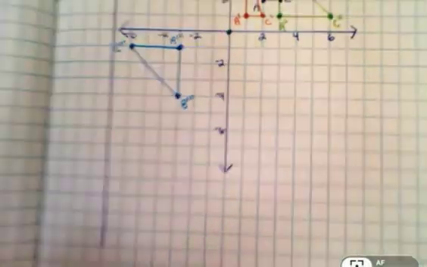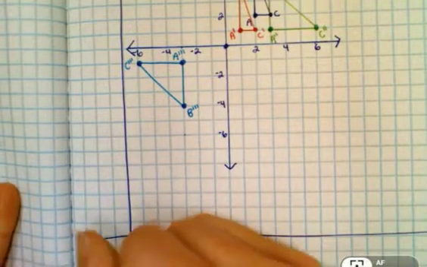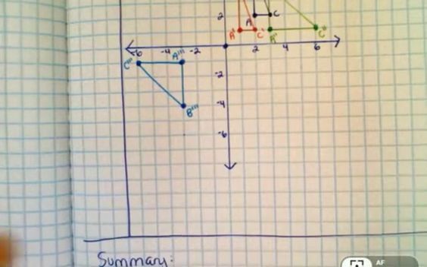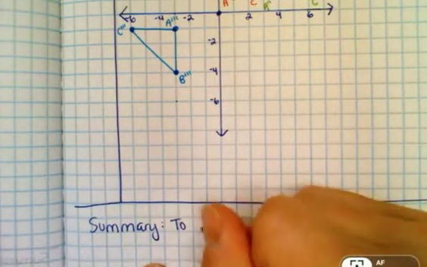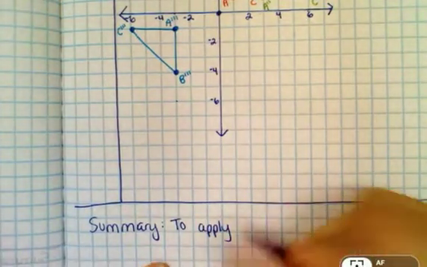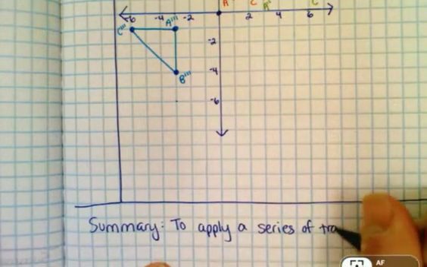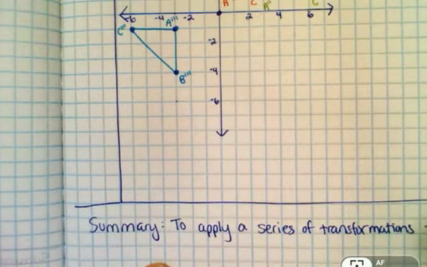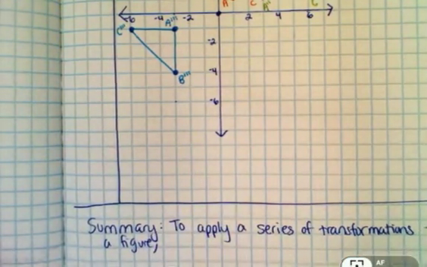So we're done with notes. I would like you to write a summary and I'll help you get started. When you write your summary, I just want to make sure that you understood the lesson. So the question was, how do you apply a series of transformations to a figure? I would start by saying, turn the question around: to apply a series of transformations to a figure. And then explain in your own words how to do it.